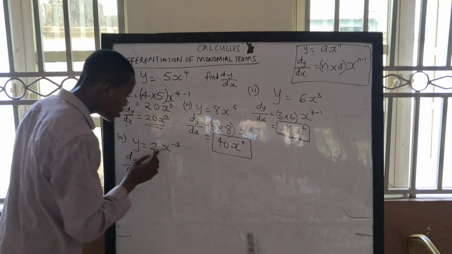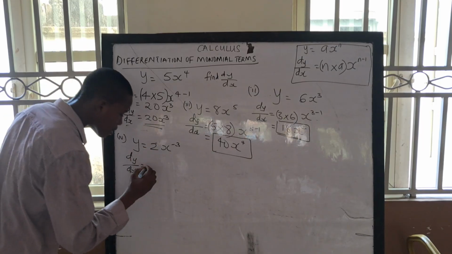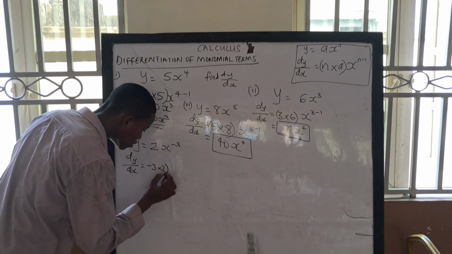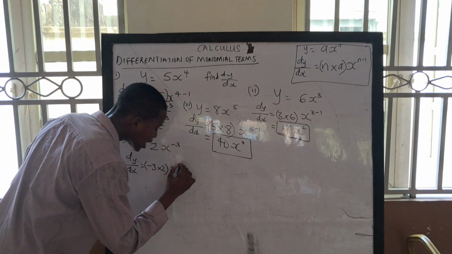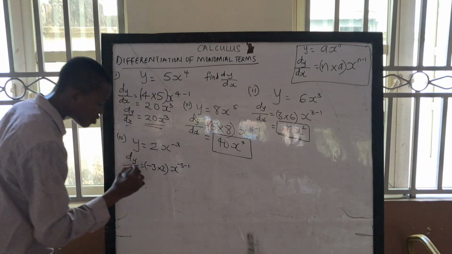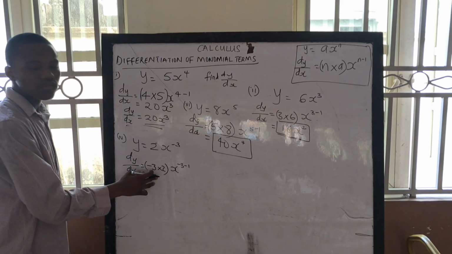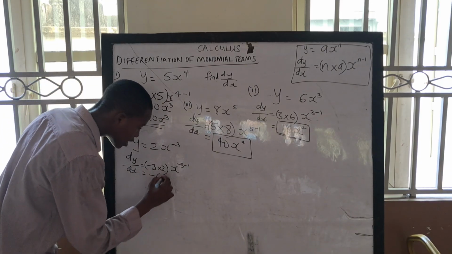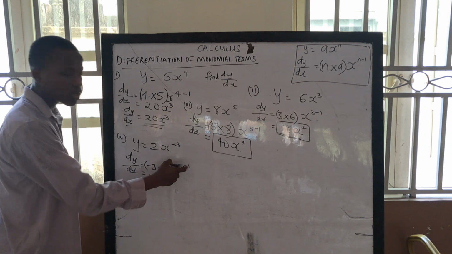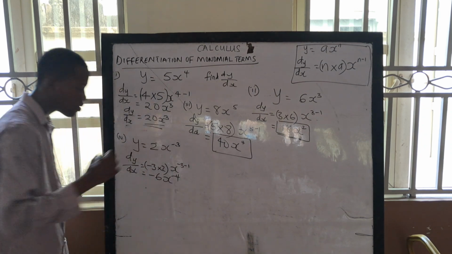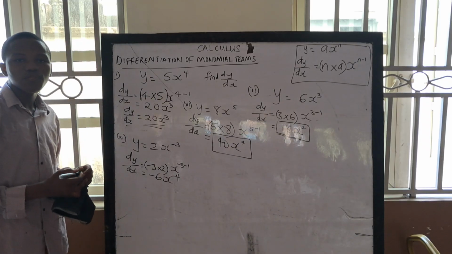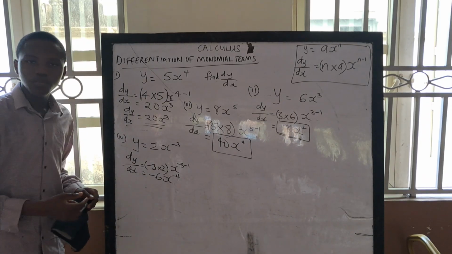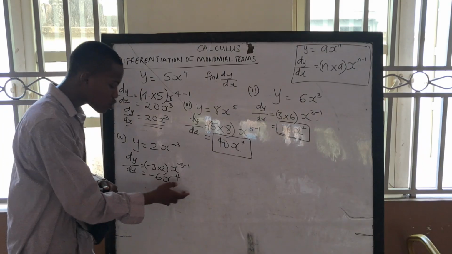So I'm having the power multiplied by the coefficient. Minus 3 times 2, x raised to the power, I'll subtract 1 from this power, minus 3 minus 1. Minus 3 times 2 is minus 6, x raised to the power minus 3 minus 1, which is minus 4. Now, if you are leaving your answer, you don't leave your variable in negative form. You further simplify. Your variable should not be in negative form.